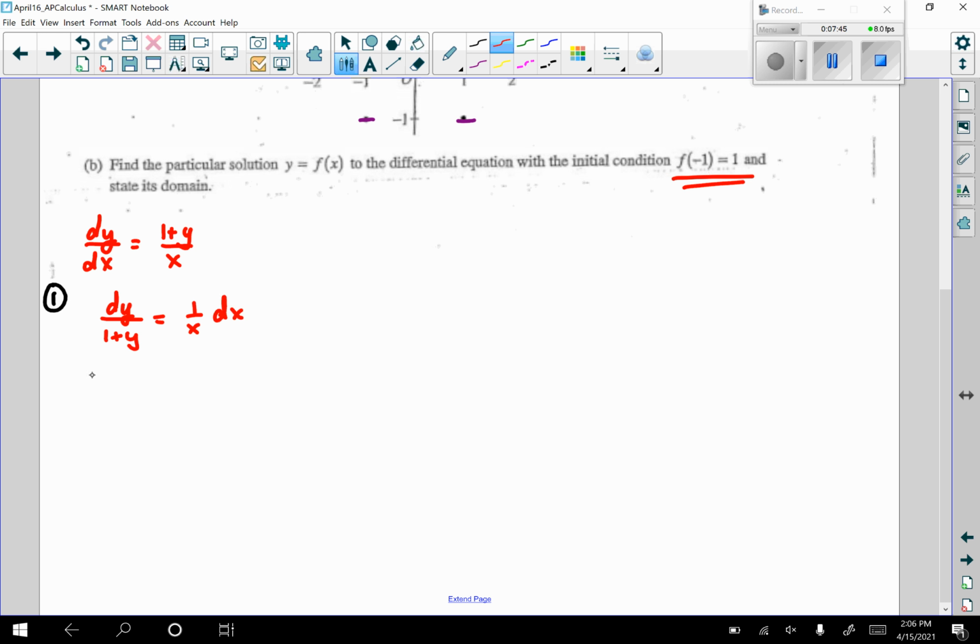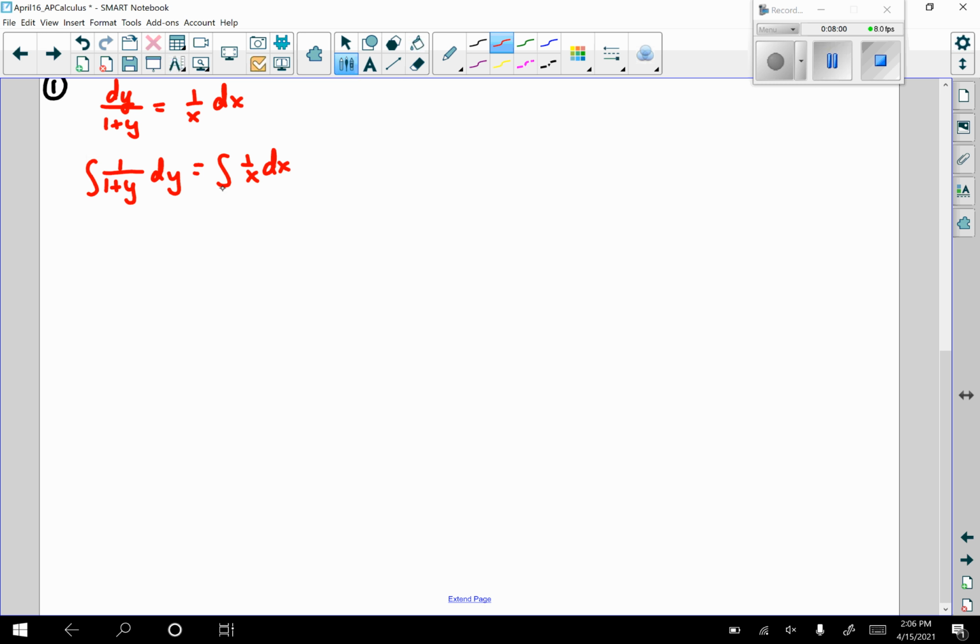Next, we want to take the integral of both sides. Make sure you show that we're taking the integral. And actually, let's just write this as the integral of 1/(1 + y) dy equals the integral of 1/x dx. No points just for writing this, but it's still important. We definitely want to take the integral of both sides correctly. We'll get 2 points for doing that.